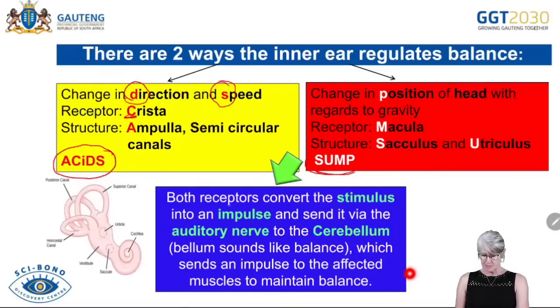So both receptors then convert the stimulus into an impulse and send it via the auditory nerve to the cerebellum. And try and remember that cerebellum and balance sound similar, so you don't confuse it and write cerebrum. It's cerebellum, balance, which then sends an impulse to the effector muscles, and that's how I maintain balance.